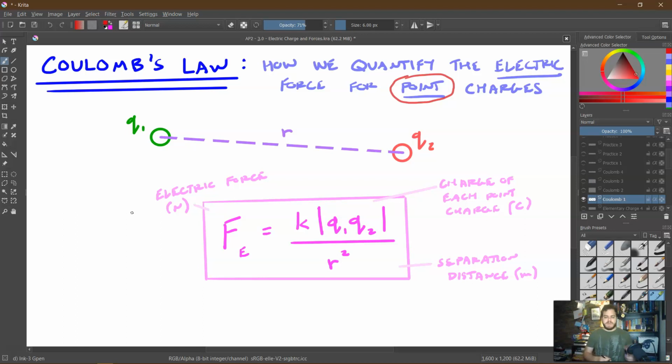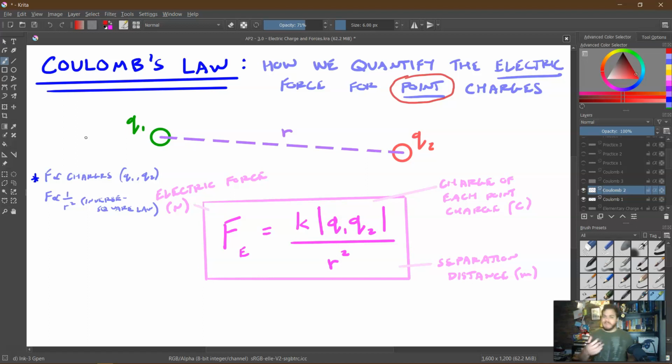K is Coulomb's constant, we'll get there in a second, and r is the separation distance between the two centers of these point charges in meters. Now remember, r is not a radius, it is the total distance between the two. Now, a few things we need to notice here. One, the electric force is proportional to the size of the charges. You have bigger charges, a bigger electric force is generated. Pretty straightforward. Additionally, it is inversely proportional to the square of the separation distance.